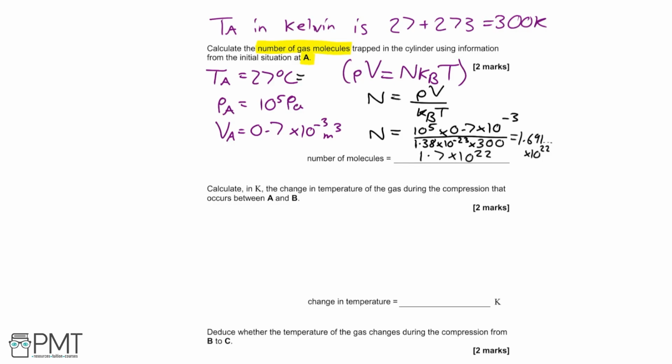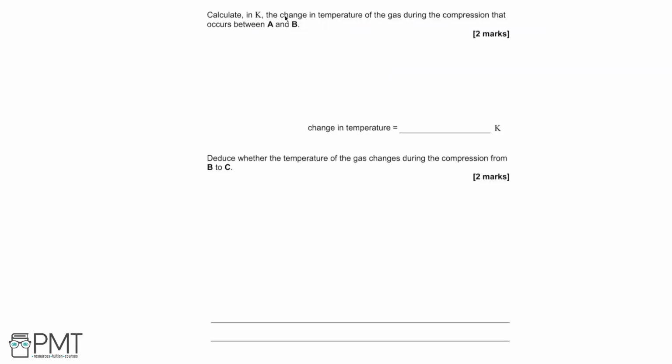In this question, we get 1 mark for successfully converting TA, the temperature at A, into Kelvin, and then for using it in an equation in an attempt to find N. So 300 will get us our first mark, and our second mark is for a correct numerical answer, 1.7 times 10 to the 22. The next part of the question says, calculate in Kelvin the change in temperature of the gas during the compression that occurs between A and B.